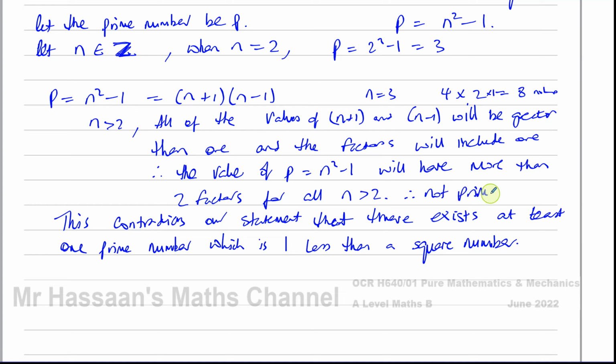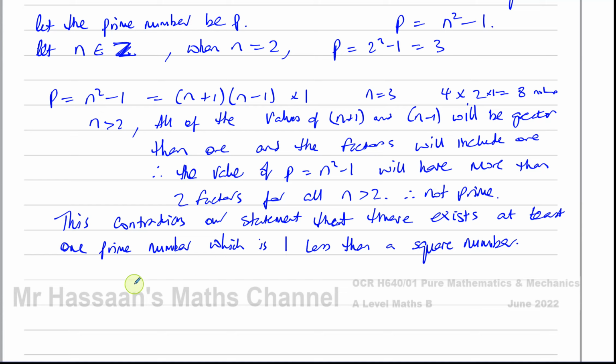Therefore not prime. So when n is greater than 2, every single one of the factors will have this times this and then times 1. When n equals 3 or 4 or 5 or 6 or any other number, you're going to have a number that's not 1 times a number that's not 1. And then they will have another factor of 1 as well. So they'll have more than 2 factors. So therefore it won't be a prime number.